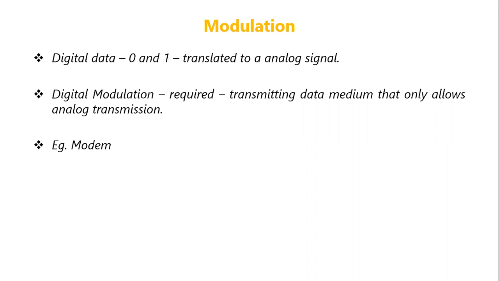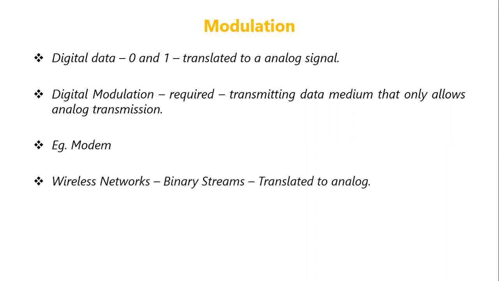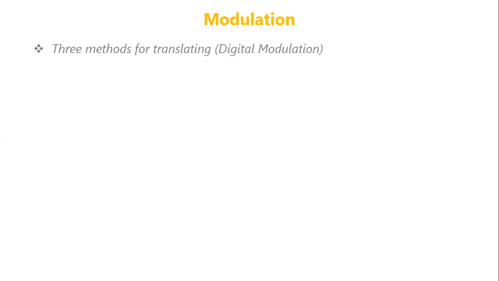Similarly, if you want to transmit any digital data over a wireless medium, it first should be converted to analog form. There are basically three methods of converting binary streams to analog format. These methods are amplitude shift keying, frequency shift keying, and phase shift keying. Using any one of these techniques, a digital signal can be converted to an analog signal.